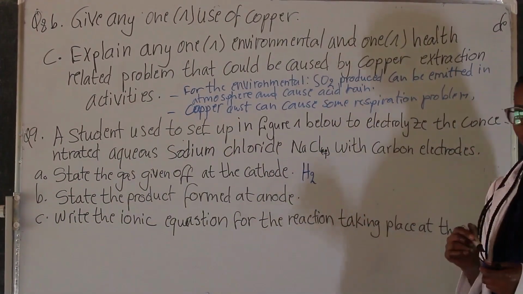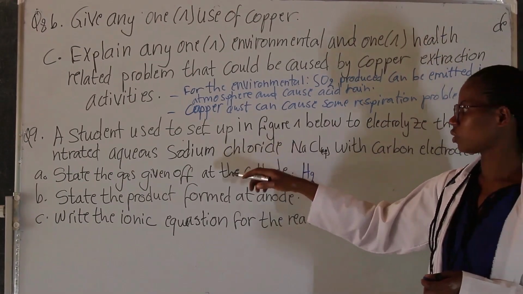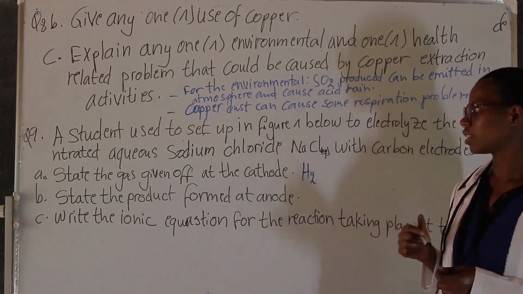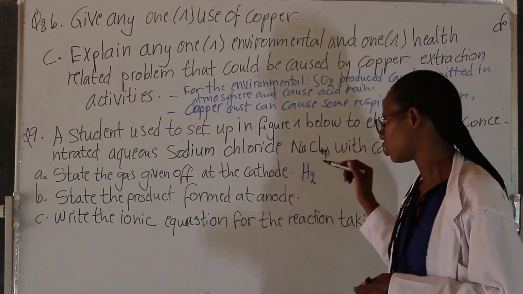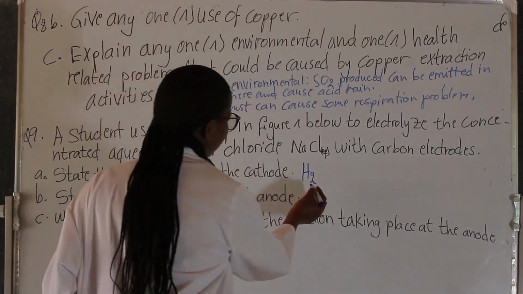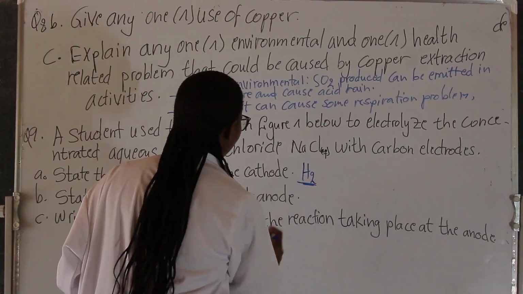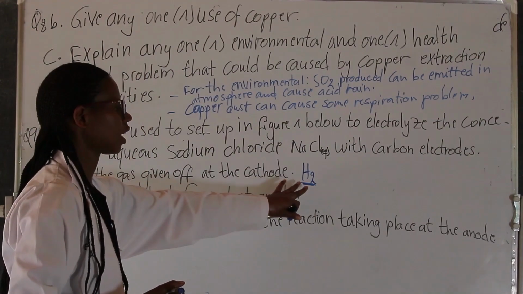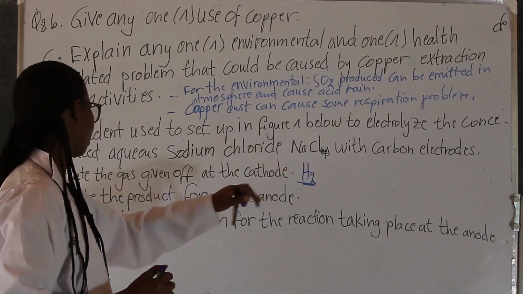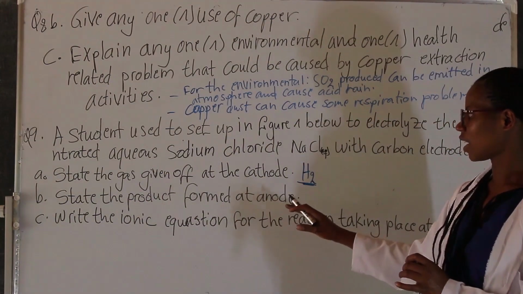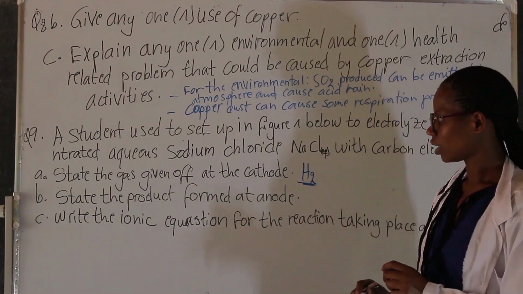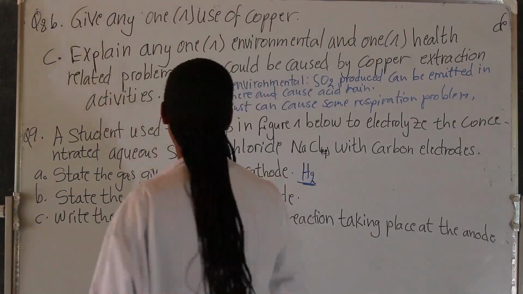This H2 came from the water molecule in the sodium chloride solution, because sodium plus is less easily reduced than water. The gas we see at the cathode is hydrogen from the water molecule. For number B, state the product formed at the anode. They are asking about the product formed at the anode.